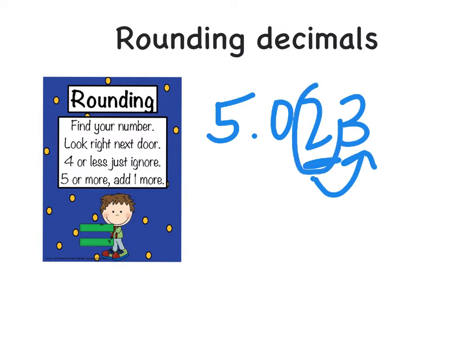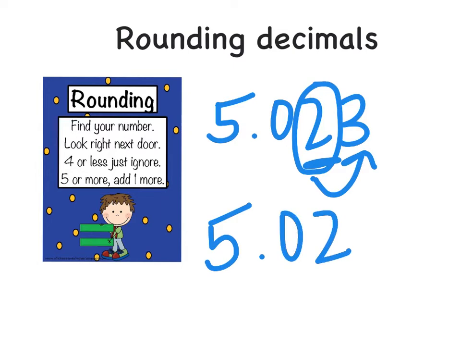So my 2 falls under the 4 or less, just ignore. So that means that my 2 is going to stay the same. And with decimals, we don't need to add a 0 at the end here. We just drop everything after the number that we're looking at.